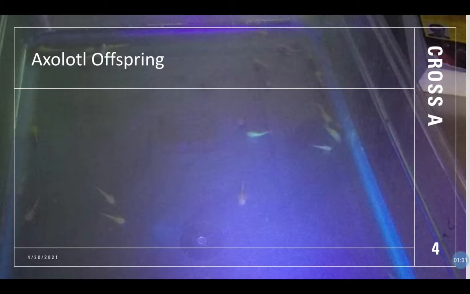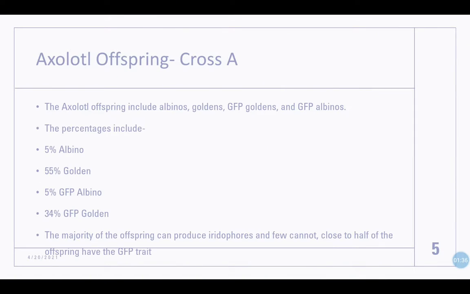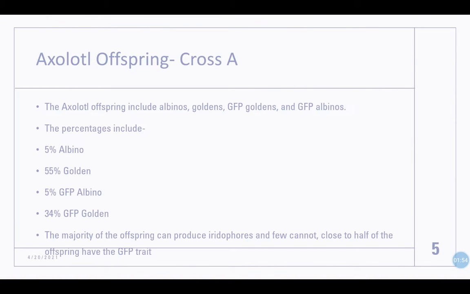Okay, so these are the axolotl offspring. So the axolotl offspring include albinos, goldens, GFP goldens, and GFP albinos. Let me go back to the picture here so you can see. So I know it's a little bit blurred, so it's just the camera, my bad. Okay, so the percentages are 5% albino, 55% golden, 5% GFP albino, and 34% GFP golden.